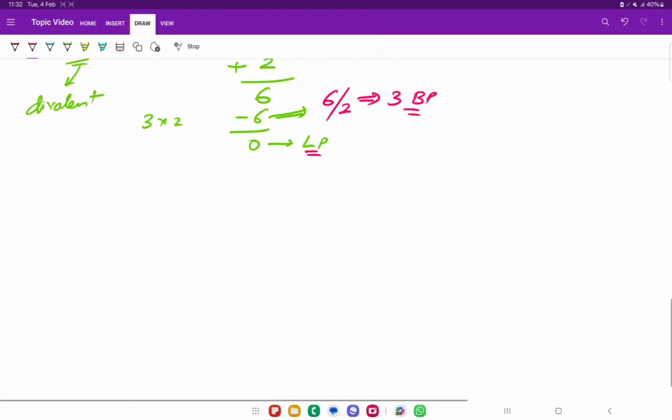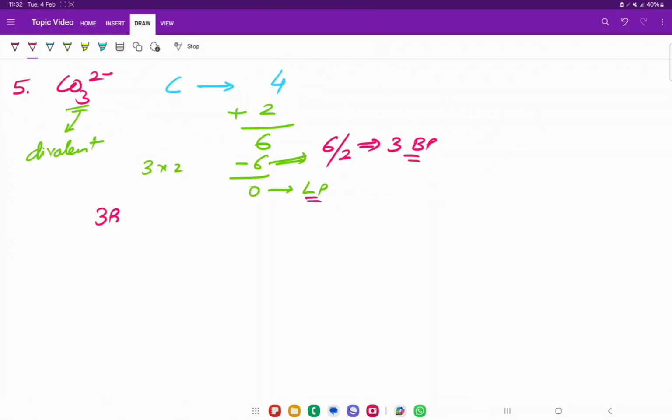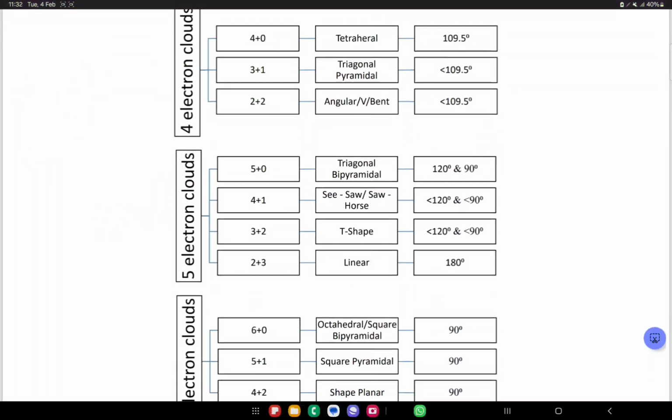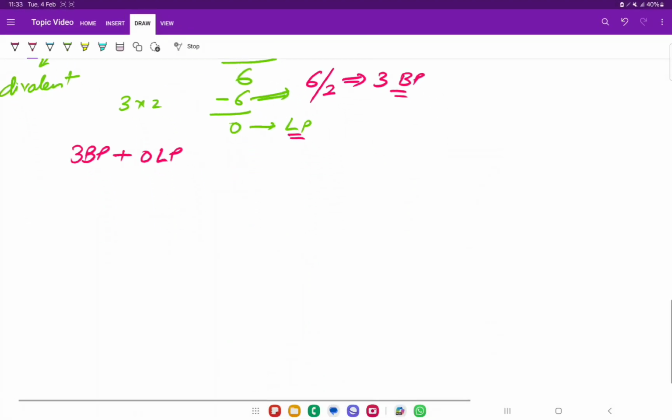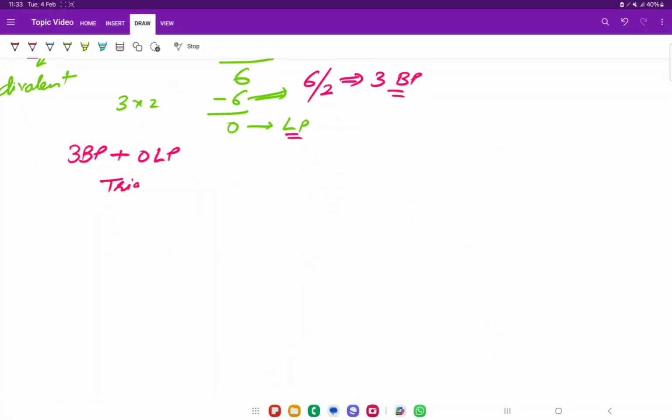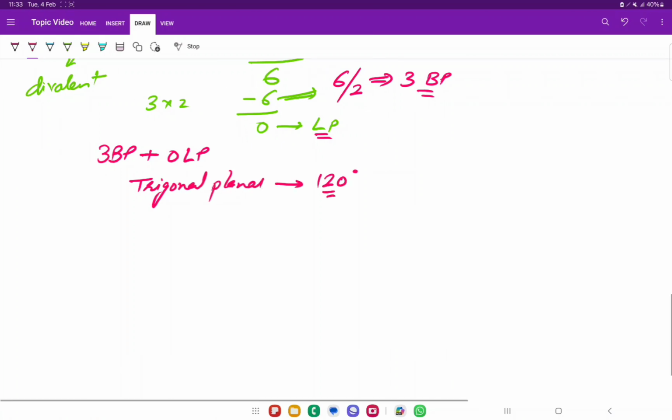For 3 bond pairs plus 0 lone pairs, the shape and geometry of the molecule as per this table, if I see this table, 3 bond pairs and 0 lone pairs, the shape and geometry is trigonal planar, bond angle 120 degrees. Thus, the shape and geometry of the molecule will be trigonal planar. I will write trigonal planar, and bond angles are 120 degrees. This will be the answer for this.